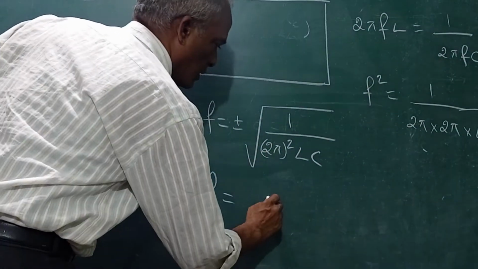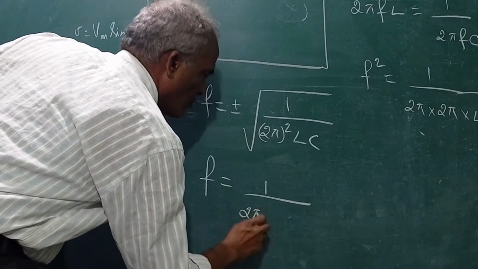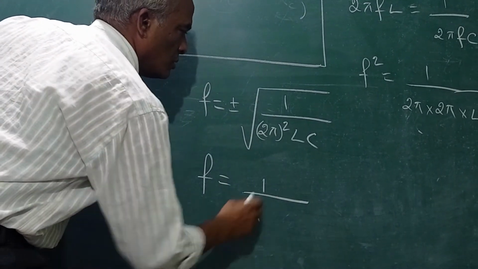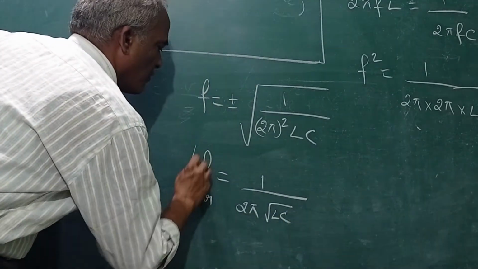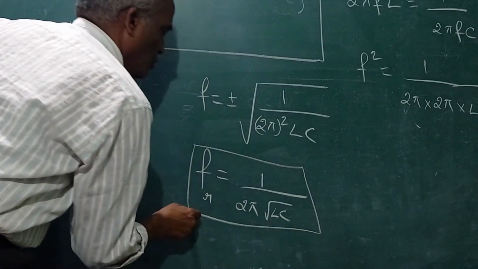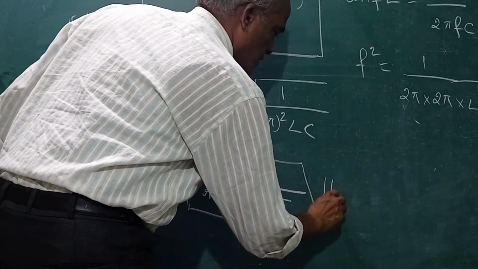Root of 1 is 1. The square root of the square of 2 pi is 2 pi, we are pulling it out of the square root. Then root LC. This is the resonant frequency. FR is equal to 1 by 2 pi root LC. The unit for resonant frequency is Hertz.